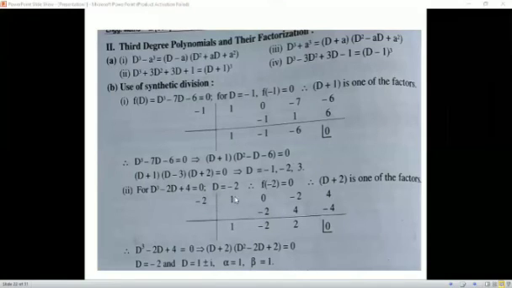Then next, one more example is here, d cube minus 2d plus 4. So highest order is d cube, its coefficient is 1. Then there is no d square, so it is 0. Then there is d, its coefficient is -2, and then the constant, that is 4. And as it is a trial and error method, we have to check for 1 first. We will try for 1. If we write 1 here and solve for 1, this part will not become 0.